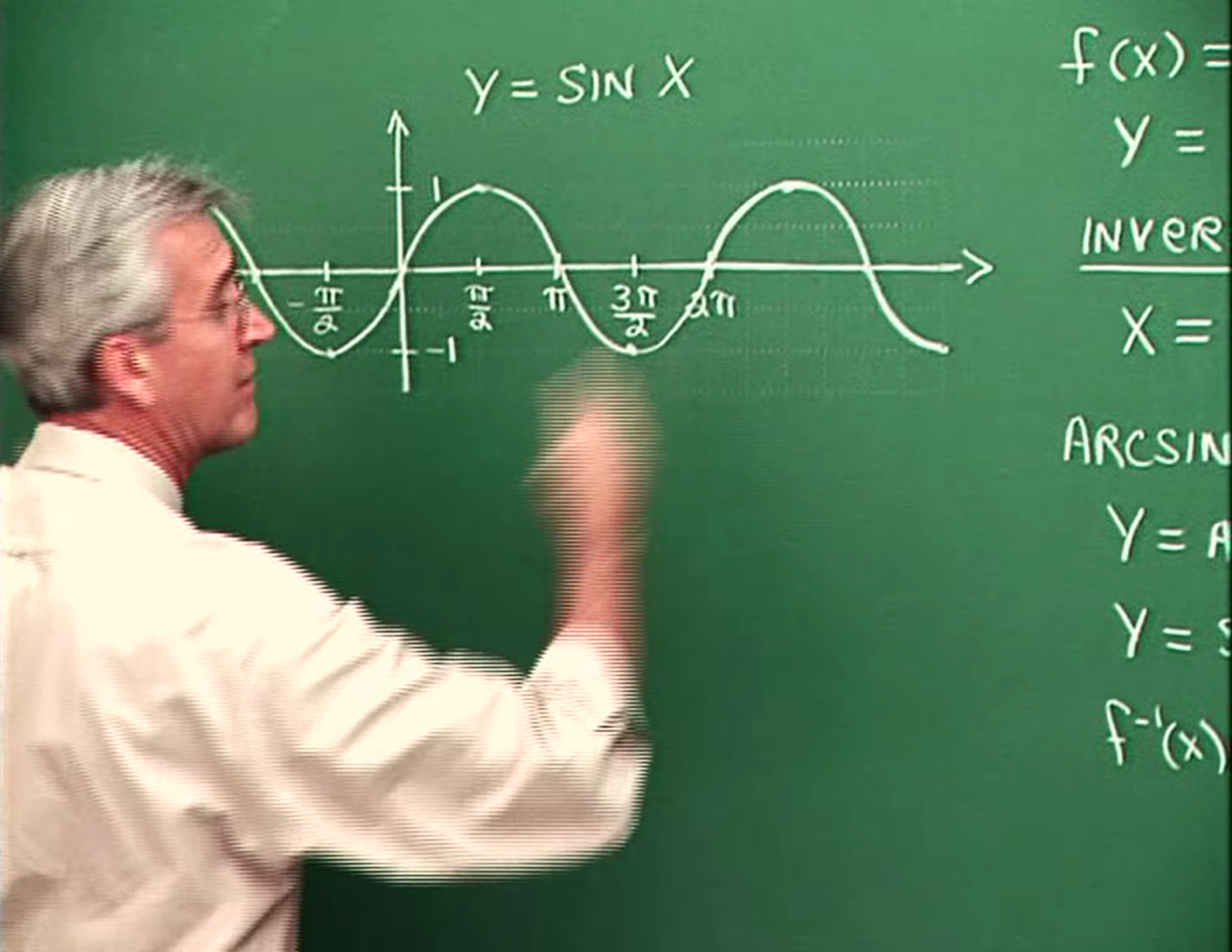All right, we go through the inverse process. y is cosine x, inverse, swap the roles of x and y. Now we take arc cosine on both sides. So arc cosine x is equal to y, or swap them around, y is arc cosine x. Now, y is the angle whose cosine is x.